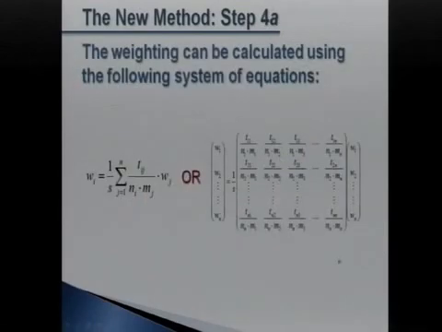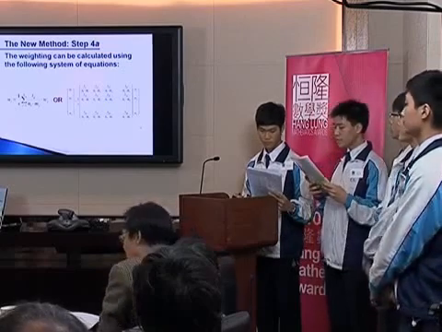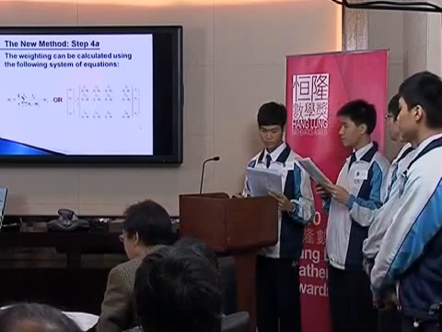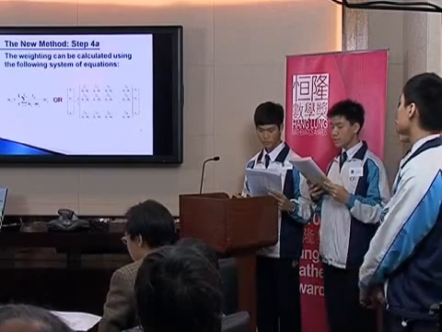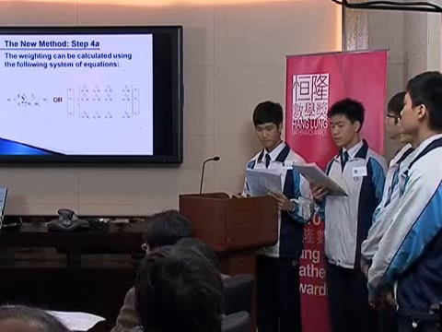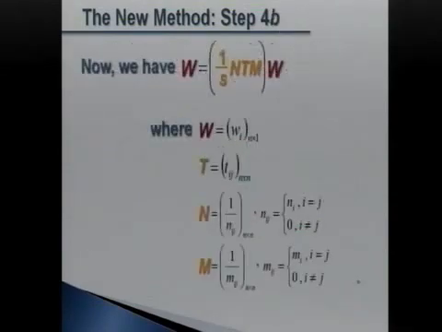In step 4, however, since there is a weighting assigned to each subject, we still need to simplify the value of Dij with their respective weighting Wj before taking the sum. That is, the weighting of each subject Wi can be calculated using the following system of equations. We can further simplify the system of equations to the equations shown on the PowerPoint.